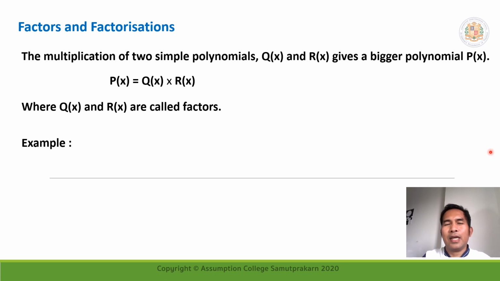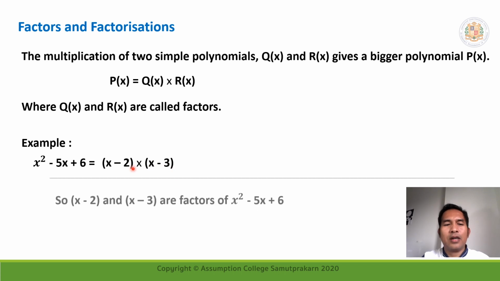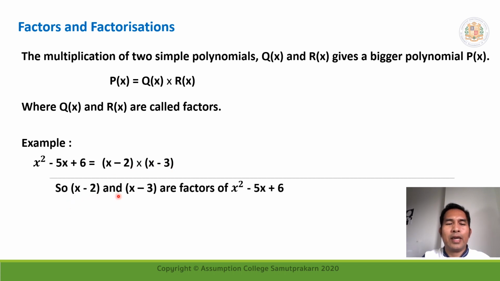We will have here an example. For example, we have here x squared minus 5x plus 6. This is a trinomial. So you have to factorize that one. If you factorize this trinomial, it will give us x minus 2 and x minus 3. Therefore, x minus 2 and x minus 3 are the factors of x squared minus 5x plus 6. Again, if you multiply x minus 2 and x minus 3, it will give us the bigger polynomial x squared minus 5x plus 6.